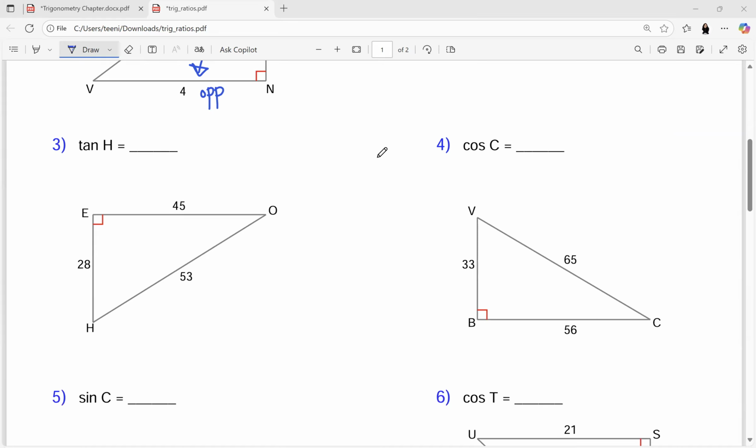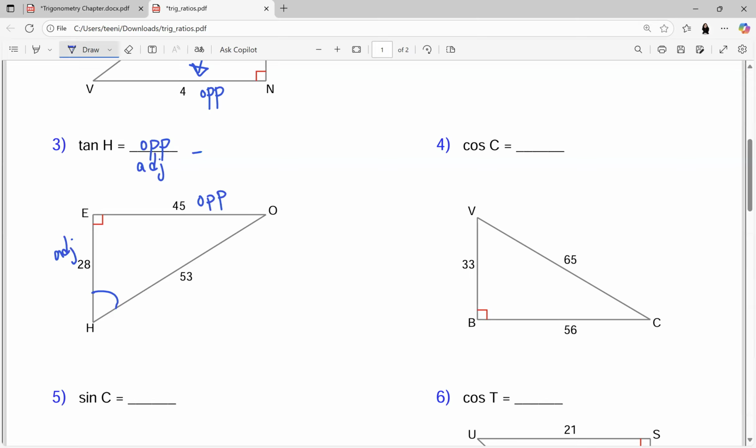Matthias, let's do question three together, honey. So it's tan of angle H. So that means our angle of reference is at H. Which sides do you use for the tangent? Tangents, opposite and adjacent. Correct. Which is your opposite side in triangle EOH? EO. Yes, that's your opposite side. And which side is your adjacent? EH. Correct. EH is the adjacent.